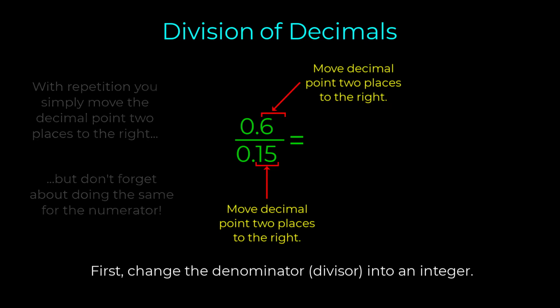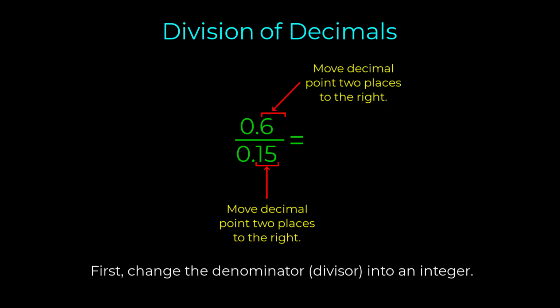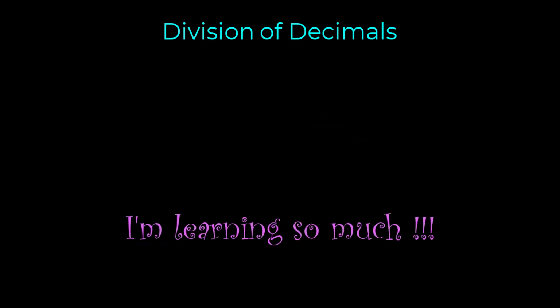In order to move the decimal point in the numerator 2 places to the right, I must add a 0 to the right of the 6. Our problem is now 60 divided by 15. The answer is 4. How did you do? I'm learning so much. Good.